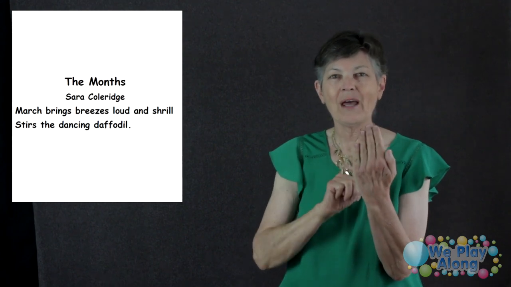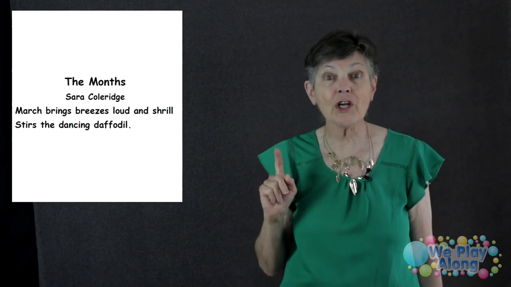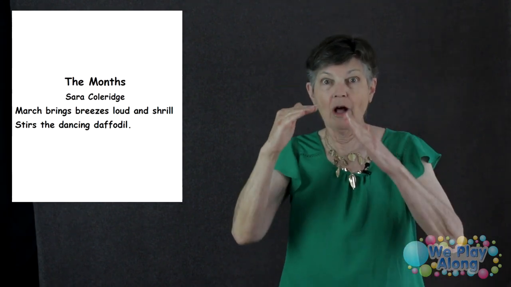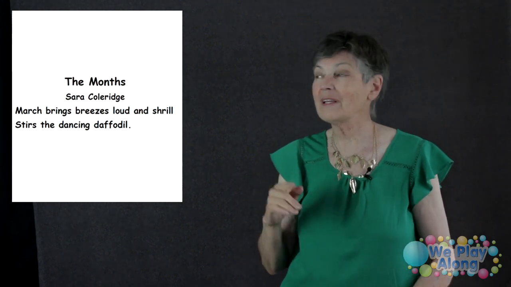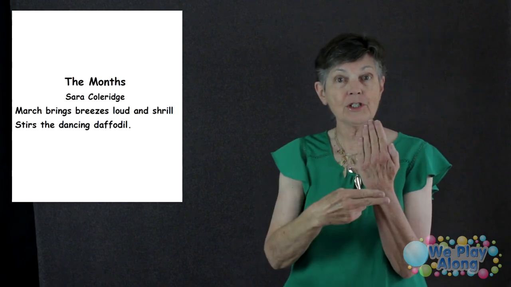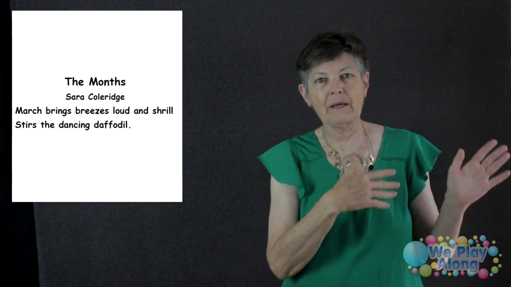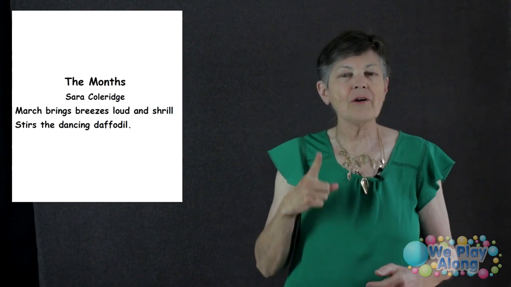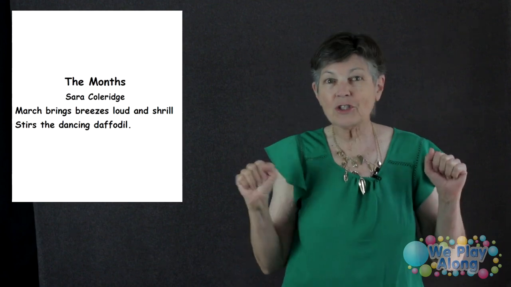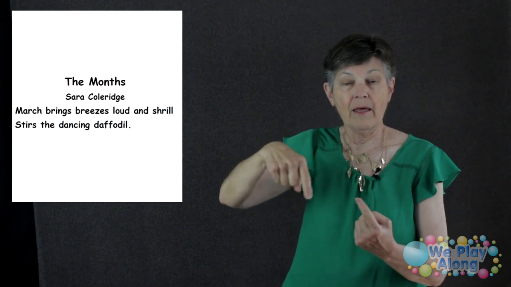Okay? So this poem is part of the calendar that Sara Coleridge has done, and she's got 12 different stanzas in this poem, and this is the third one because this is March. Okay, so then March brings breezes. Whew, let's make wind loud. So you're going to touch your ear and then shake like it's a big loud sound. Loud and shrill, and then stirs the dancing.